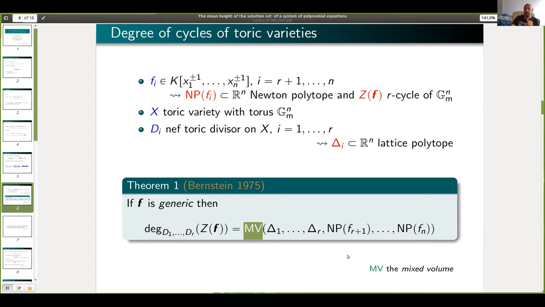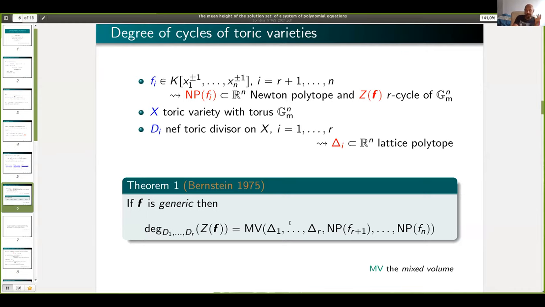Mixed volume is a function that generalizes the usual volume, and it is adapted to take as input n convex bodies of the Euclidean space. Okay, so this is the model for us.